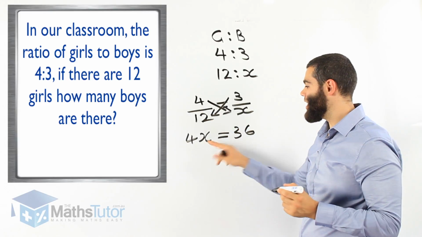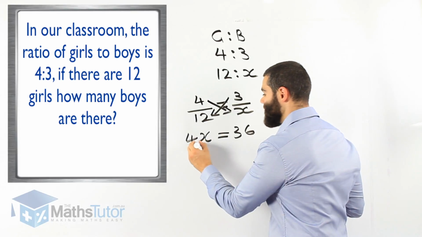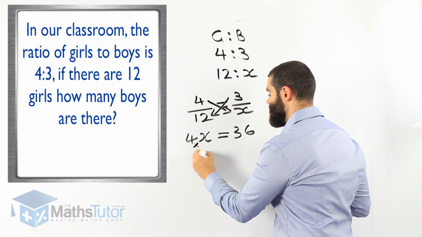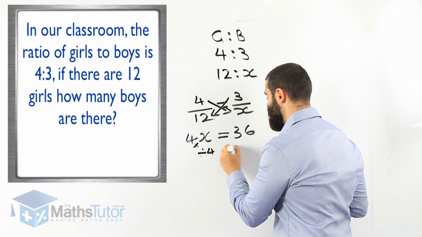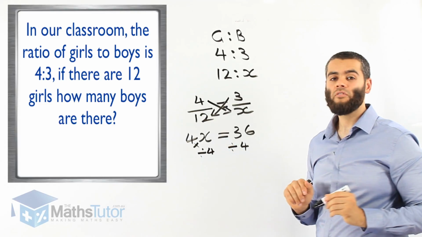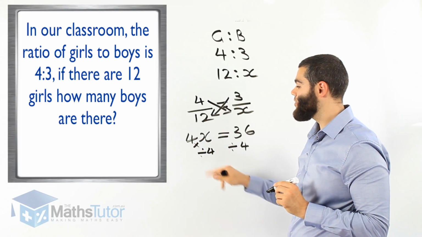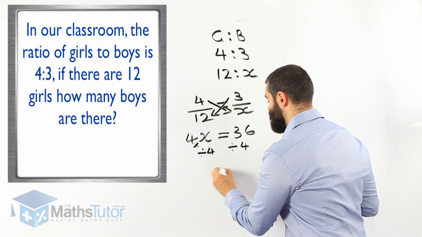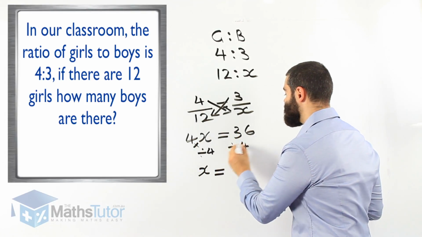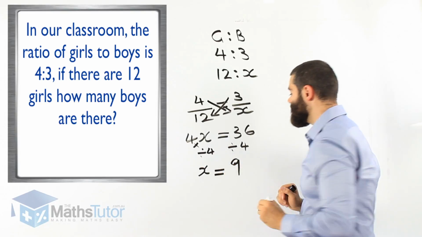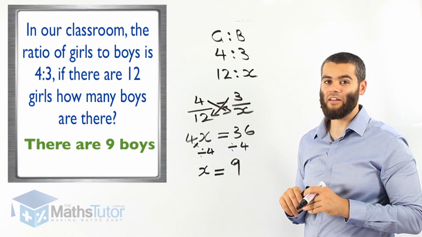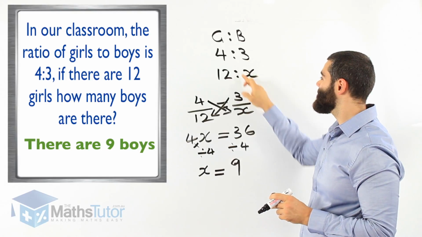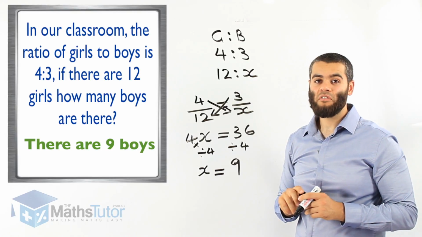Now we want to work out x. With equations we know that there's 4x which means 4 times x. We actually divide by 4. We know in equations the opposite of times is divide. What we do to one side, we do to the other side. So x is left 36 divided by 4. There are 9 boys in our classroom. So 4 to 12, 3 to 9. X is going to be 9. There are 9 boys in the classroom.